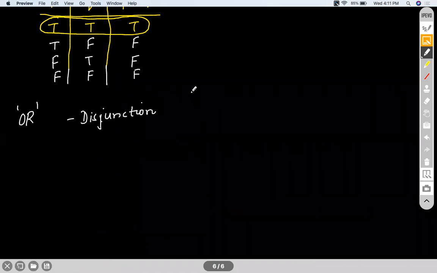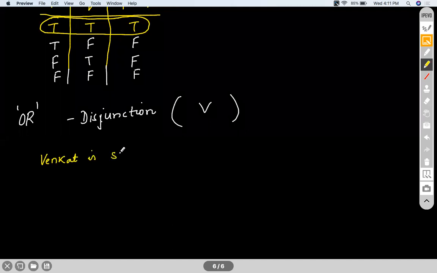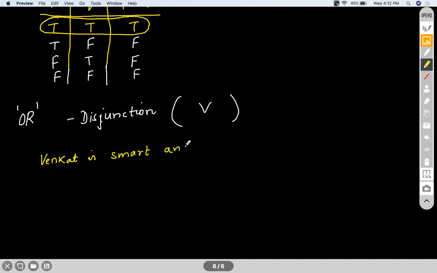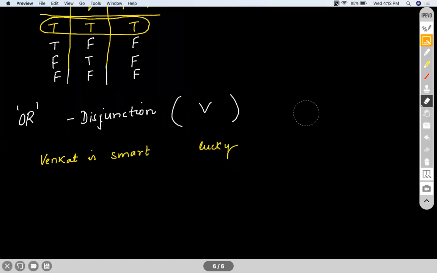This is represented by the symbol down arrow. Let me give you an example. Let's say I give you a statement: Venkat is smart or lucky. Now here, you may be both. Correct? There are two types of OR which we normally come across in our English language.